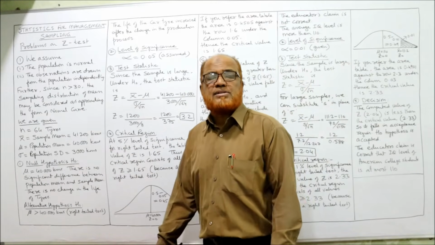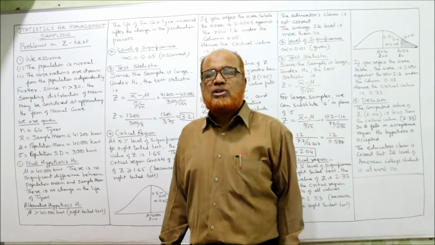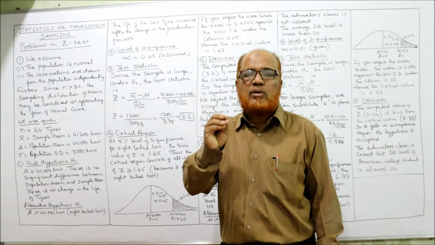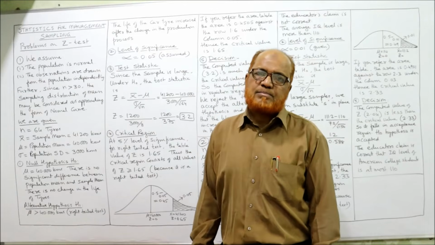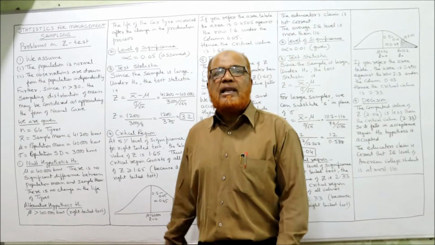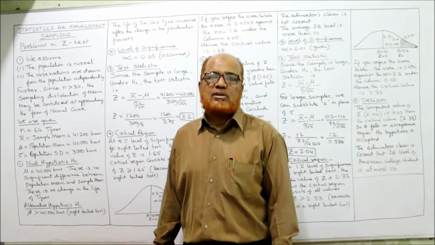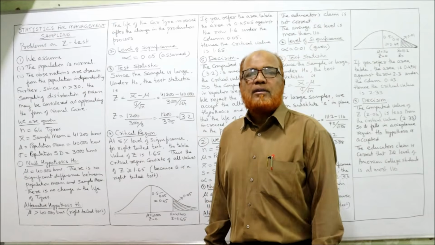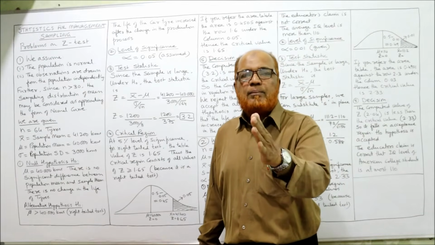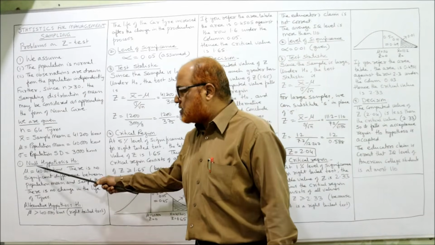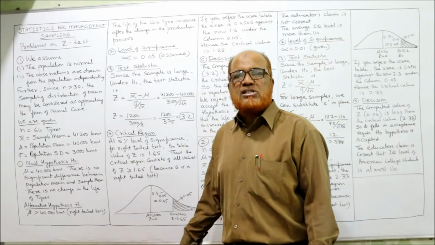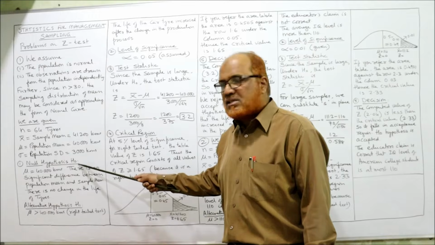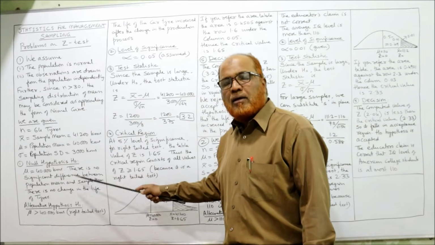Now we apply the steps. In the last theory video, I explained there are 5 steps in hypothesis testing. The first step is laying down the hypotheses. The 2 hypotheses you have to specify are the null hypothesis and the alternative hypothesis. The null hypothesis is denoted by H0, and the alternative hypothesis is denoted by H1.